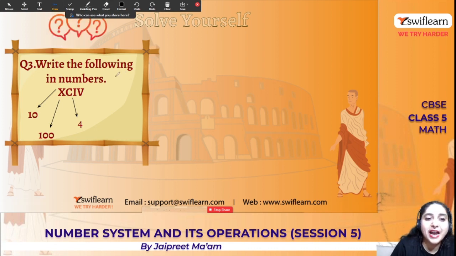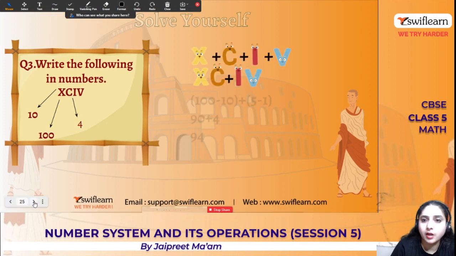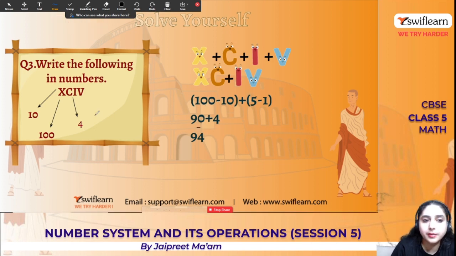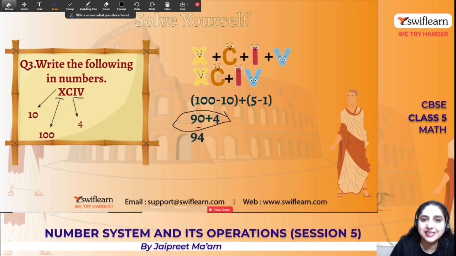Okay, so write the following in numbers. X represents 10, C represents 100 and IV represents 4. So how to write it? 100 minus 10 is 90 because the smaller value is written before the bigger value. So it will be 90. Then 5 minus 1, again the smaller value is written before the greater value. And then we have to add. The answer is 94.